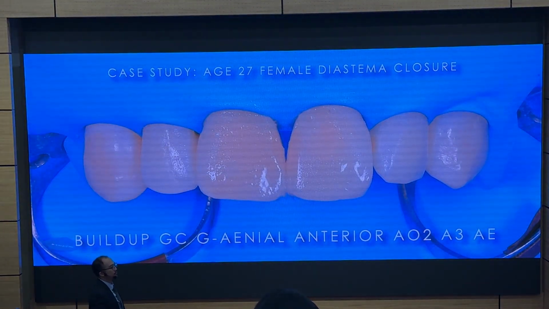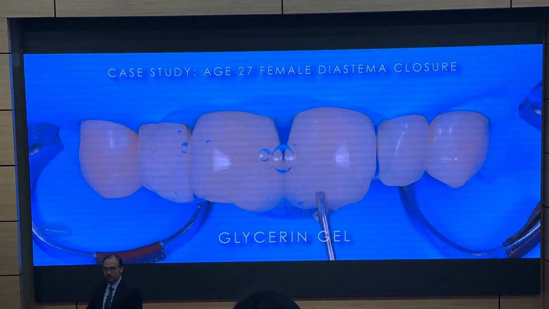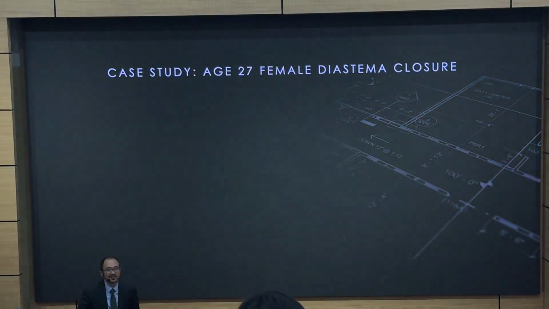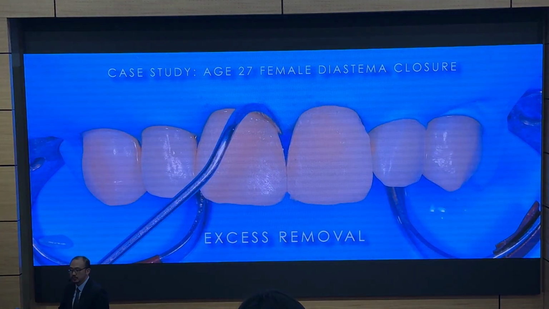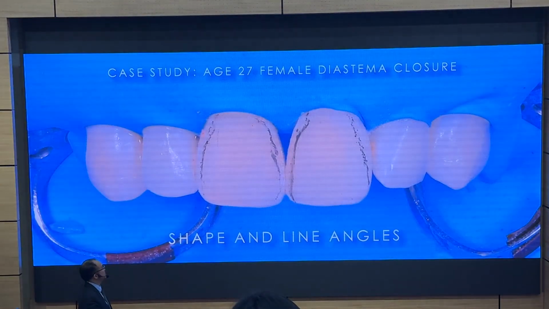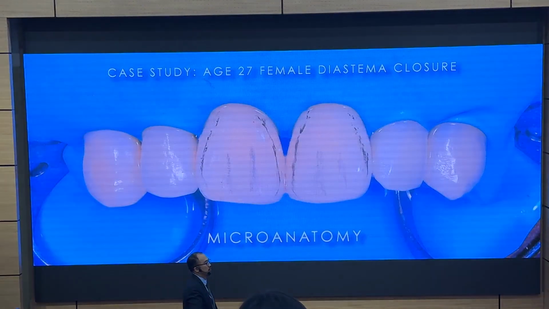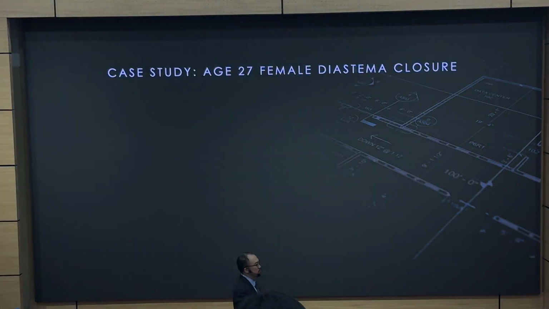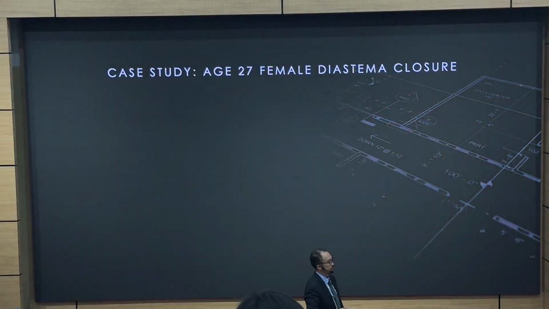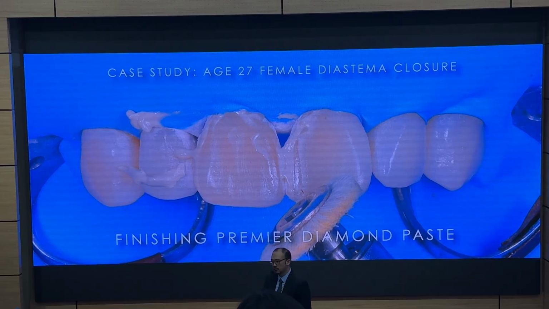We build it up. AO2, A3, AE. Glycerin, because I need to place the glycerin to make sure the outer surface is nice and set. That way I'm able to predictably adjust the tooth. And then we modify and make sure I refine the line angles. I'll show you how to do that. Adding the microanatomy. And then polish. I don't use a paste anymore, but in this case I did.